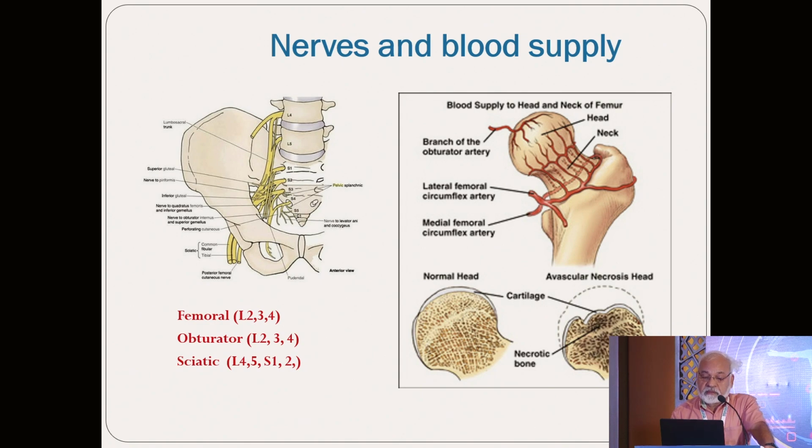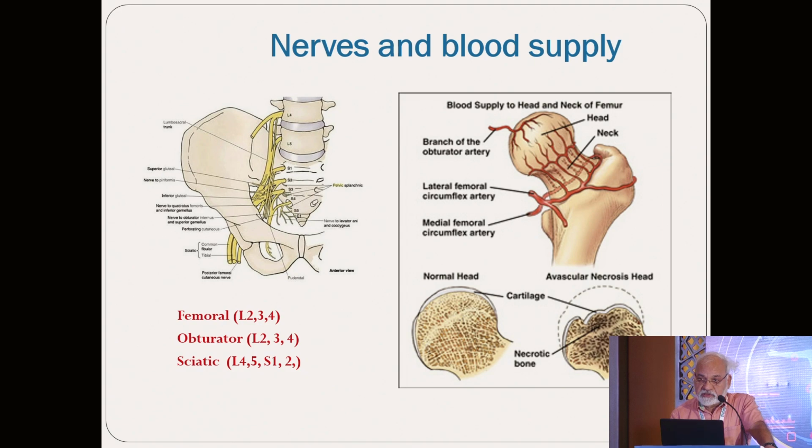And in this picture you can see the nerve supply for the hip joint. The major nerves responsible for supplying the hip joint are the femoral, obturator and sciatic. And the blood supply is very important to know.